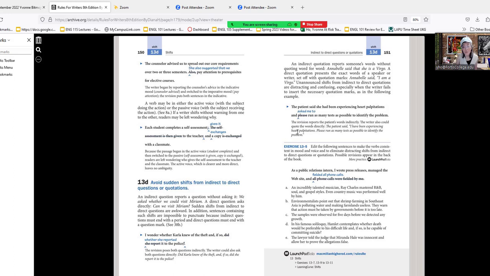The writer also could quote the words directly. The patient said, "I have been experiencing heart palpitations. Please run as many tests as possible to identify the problem." So if you use a direct quotation in your first sentence, then you have to use a direct quotation in your second sentence. So basically, you need to stay consistent in order for your paper to make sense.